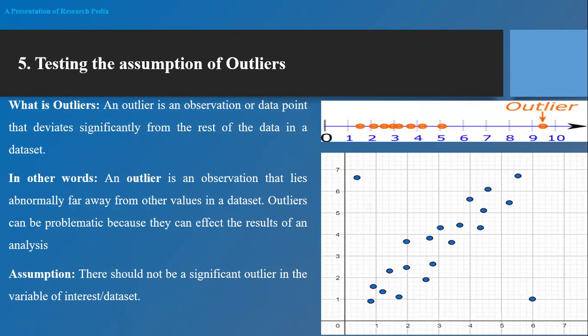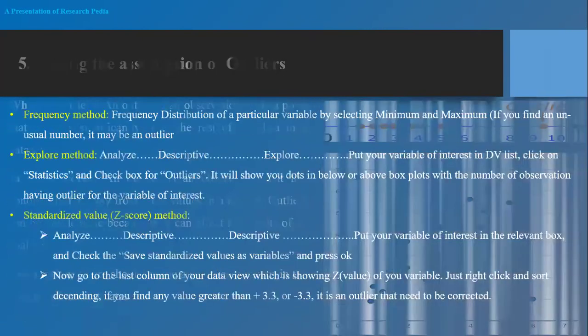Always remember, if you identify an outlier, then you need to see whether this outlier is significant or not. If the outlier is found, but it is not significant, then we can say that this outlier is not significant. That's why it is not violating the assumption. There should be no significant outlier. If a significant outlier is found, then the assumption is violated.